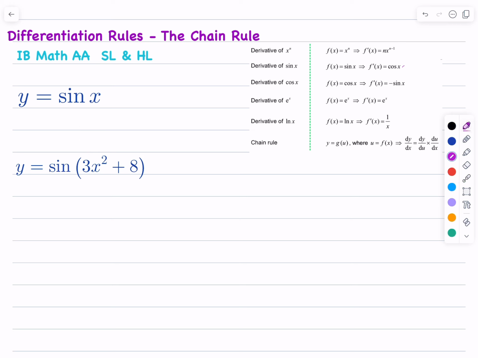So here, to differentiate the first function sine x, as you see, it's cosine x. We'll follow this rule here. So the derivative will be simply cosine x and that's it. We don't need the chain rule.